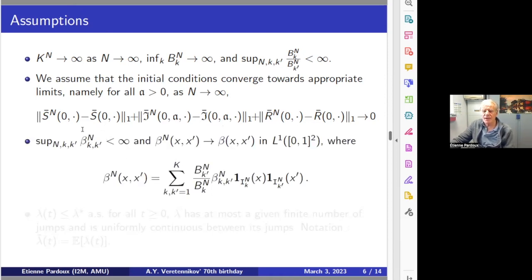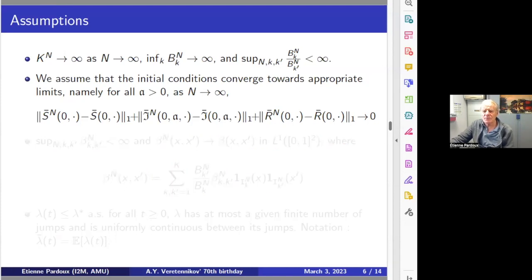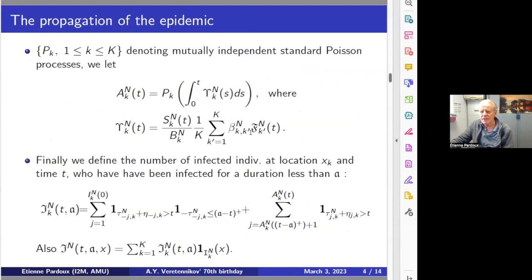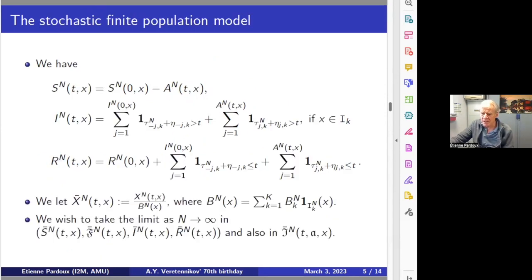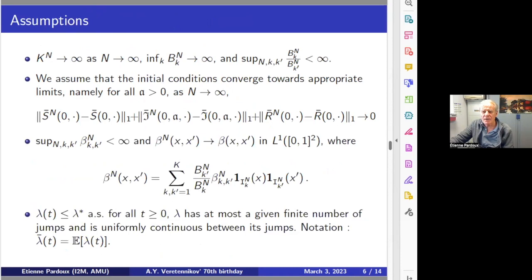Moreover, we assume that beta^n, maybe I was a bit too fast. This was the rate at which someone from an infected patch k' infects in patch k. So this is sort of the infection kernel from k' to k. By the way, this division by K just refers to the fact that we should think of this sum as an integral on the interval (0,1), and 1 over K is just the length of those intervals. So this is just a discretization of the integral over (0,1). Let me go back to where I was.